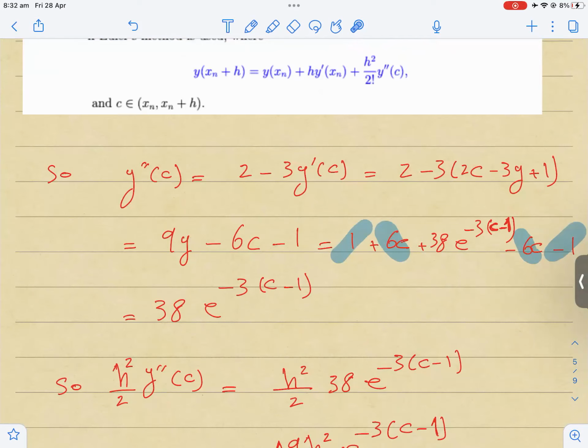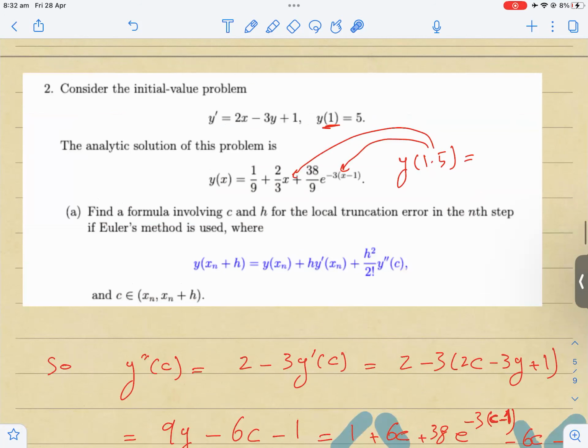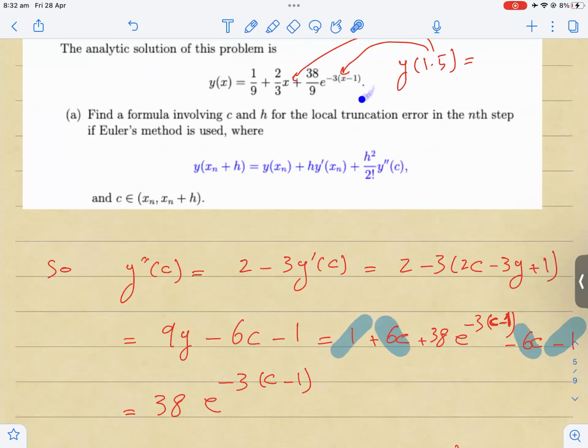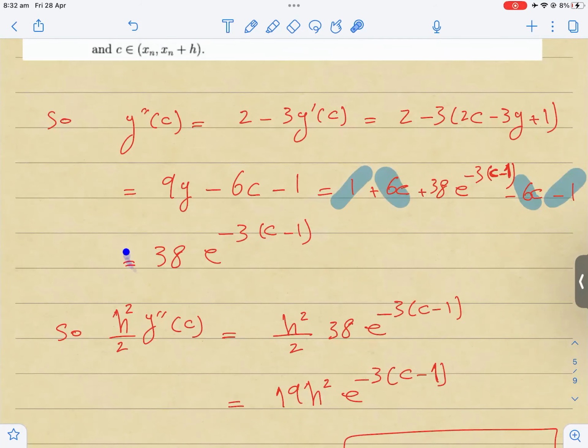Okay. What is y? I just used again, I actually, so no y. 9y minus 6c minus 1. So for y I just used this guy. If it was not given, it would be hard to obtain, so I should leave this guy here. Okay, so we've got this one.